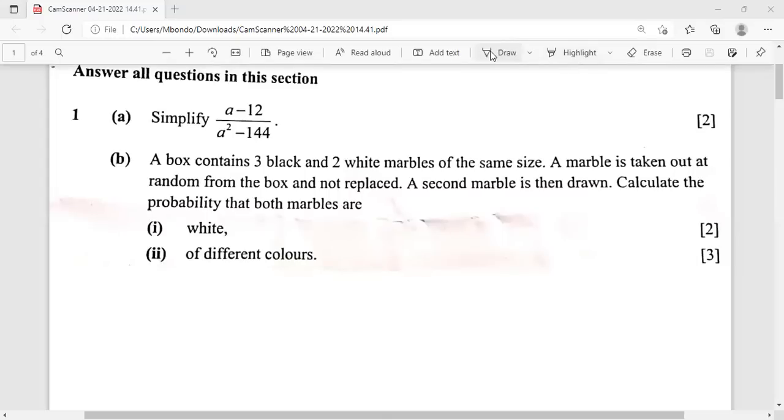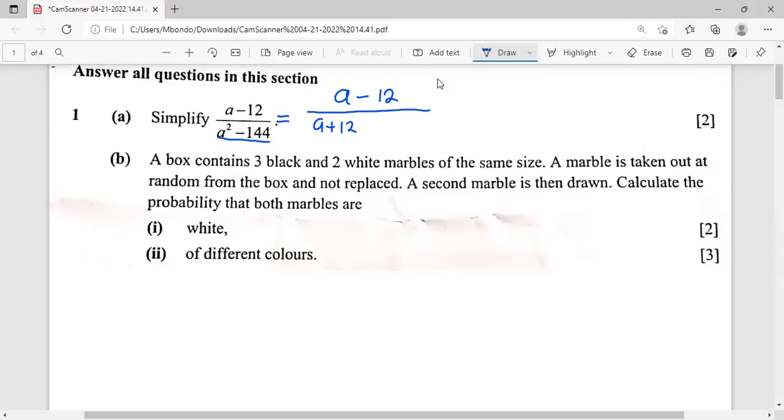All right, so we can start with the first one. Simplify. How do we simplify this one here? Okay, so here we need to factorize what we have at the bottom. So we keep what we have on top, which is 12, a minus 12 over, then when we factorize what we have down here, we're going to have a difference of 2 squares. This is what we're going to have, isn't it?